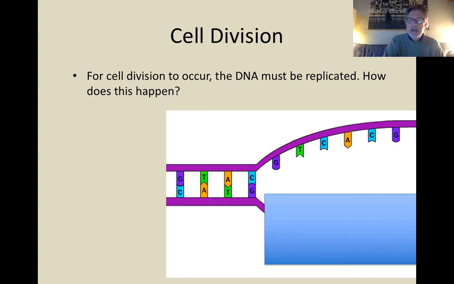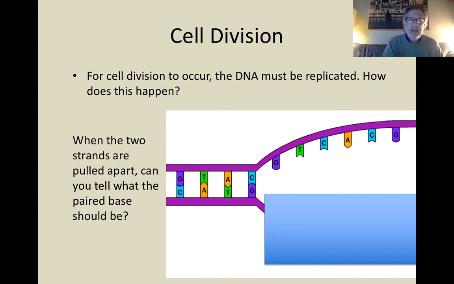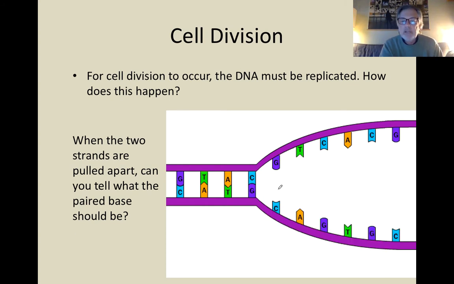So how does this happen? And one clue of how this happened is if you think about this, and this was the realization that Watson and Crick had. If you pull the strands apart, can you tell what the paired bases should be? Well, of course you can. You know that opposite a G, there's going to be a C, opposite a T, there's going to be an A, opposite a C, there's a G, etc. That's what we call complementary base pairing.